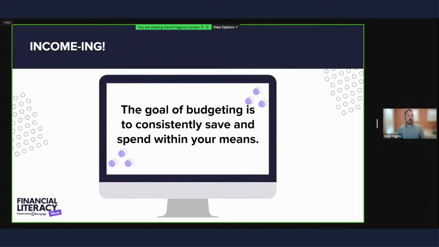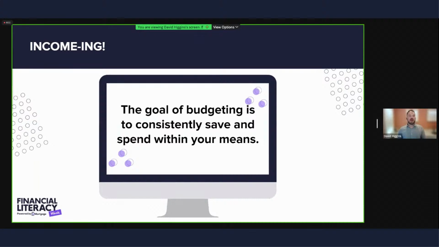Your income determines how much money you have to spend or to save over a set period of time. Keep in mind that the goal of budgeting is to consistently save and spend within your means. I'm sure you all have heard that term before, spend within your means. So determining your income is also an essential step in establishing how you plan to pay for things in the future, how you plan to pay for those expenses, and really determining also, which we're going to get to in a minute here, how essential those expenses are, whatever you're paying for.